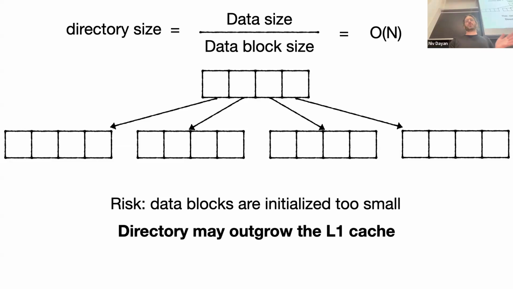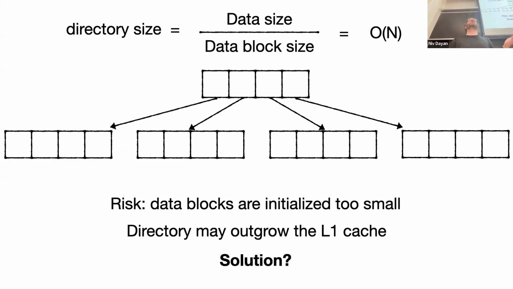So we care about the directory not outgrowing the L1 cache. How might we do this? Okay, that's an interesting idea. What's the issue with that idea?